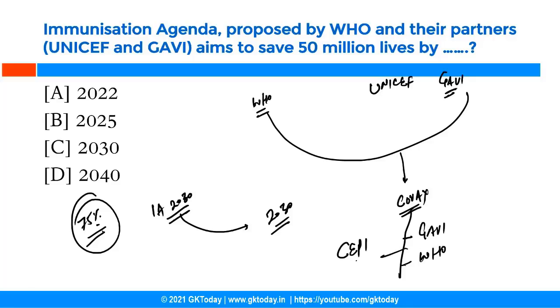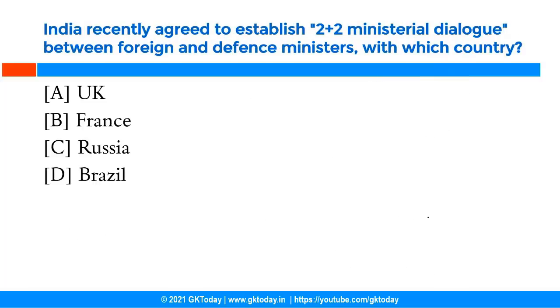What is CEPI? It is Coalition for Epidemic Preparedness Innovations. Gavi is Global Vaccine Alliance, WHO is World Health Organization. Next question is, India recently agreed to establish 2+2 ministerial dialogue between foreign and defense ministers of which country?